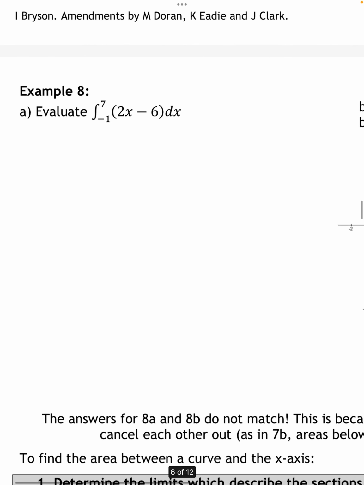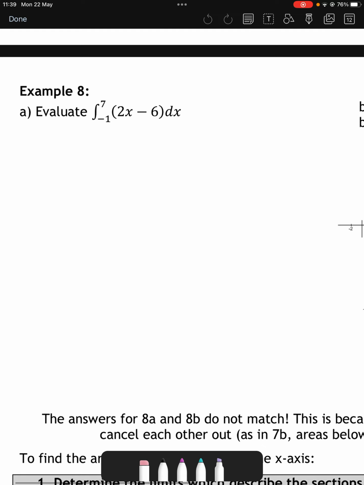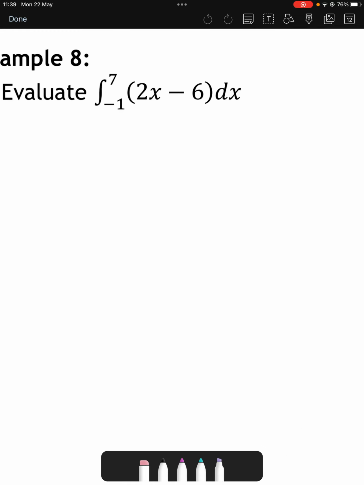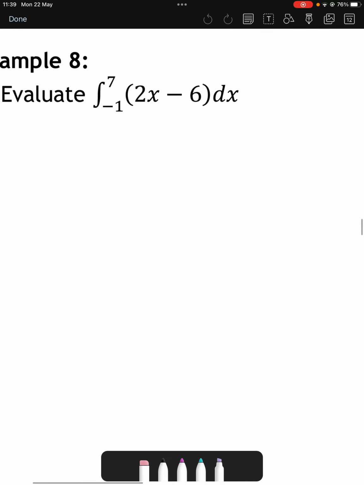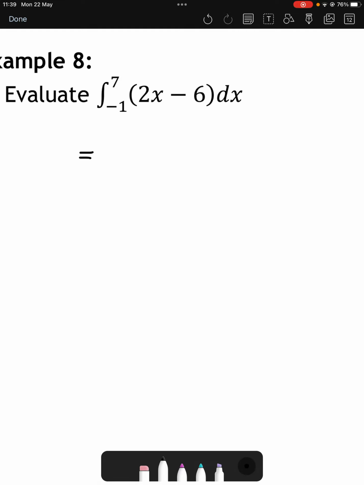Okay, example 8. So what we're doing is we're integrating here, between 7 and -1, right? It's in the correct form, so we don't need to do anything with it. So we'll just go straight into our integrating. Tidy it up a wee bit.